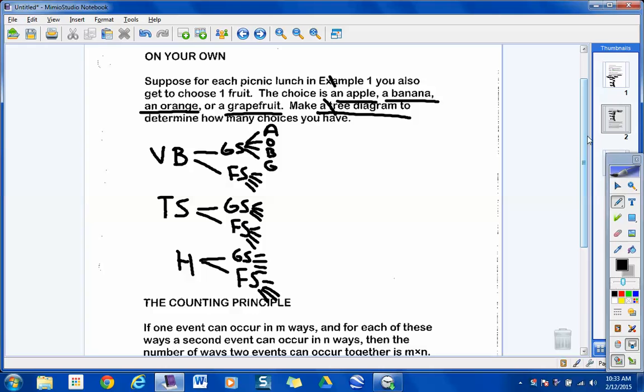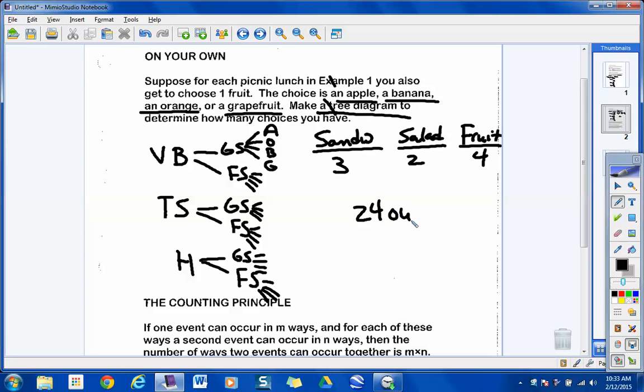So here it is, guys. Again, how many sandwiches did you have here? 3 sandwich options. How many salad options did you have? 2. And how many fruit options did you have this time? 4. So to figure out how many different plates I could make with 1 sandwich, 1 salad, and 1 fruit on it, what are you going to do with the 3, 2, and the 4? Times them together. 3 times 2 times 4, what do you get? 24 outcomes.